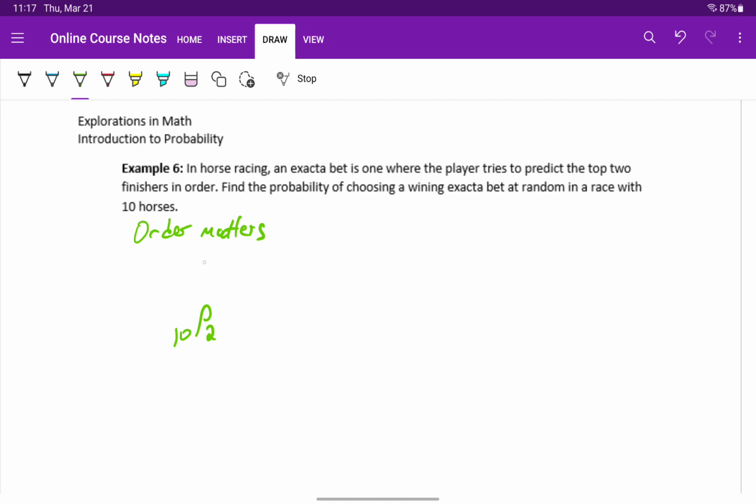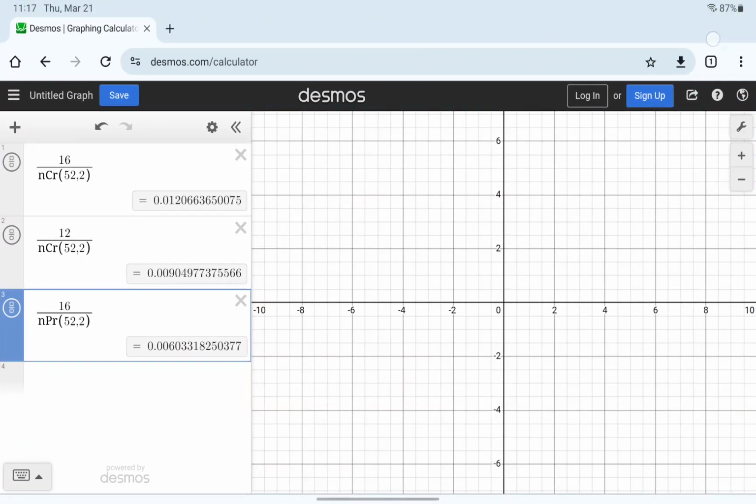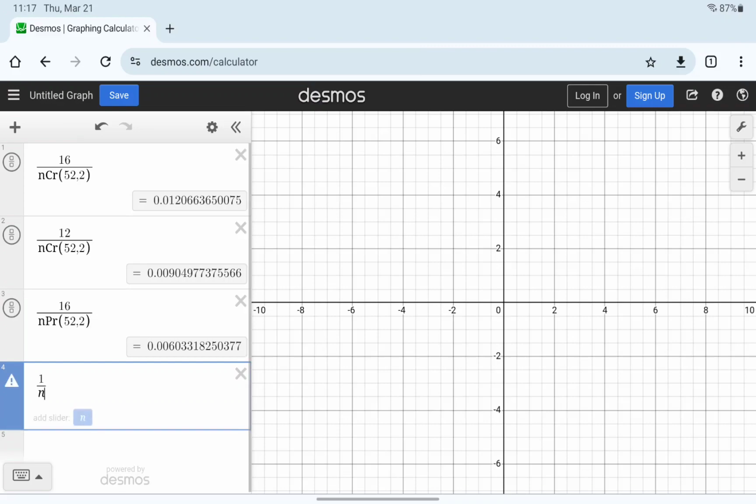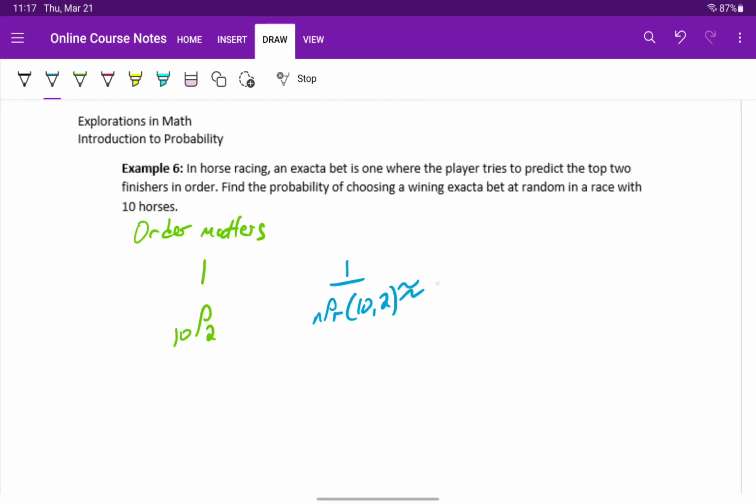In this case, there's only a single success because there's only one way that we get that bet right, no other options. So we're going to calculate 1 divided by NPR 10, 2. To get 0.0111 approximately. Or a 1.11% chance of correctly guessing and winning that bet.